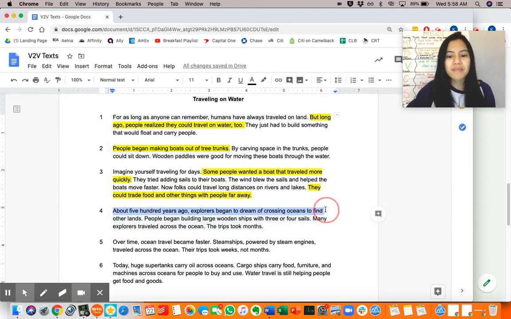Paragraph 4. About 500 years ago, explorers began to dream of crossing oceans to find other lands. People began building large wooden ships with 3 or 4 sails. Many explorers traveled across the ocean. The trips took months. Scholars, I want you to tell me, what is the topic sentence of this paragraph? Which sentence tells me what the paragraph was mostly about?